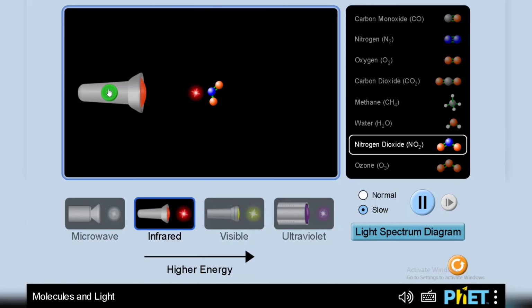Now, let us see how the nitrogen dioxide molecule reacts to infrared radiation. Now, I am allowing the infrared radiation to fall on this molecule. You can see the molecule is vibrating. Watch carefully, the bonds absorb the radiation. It gets vibrated. And then, it is radiated back.